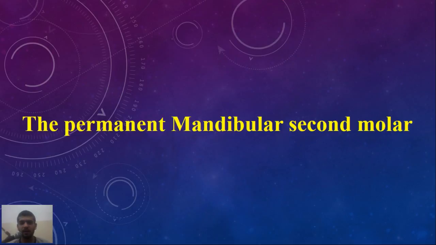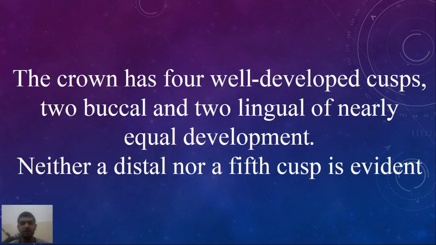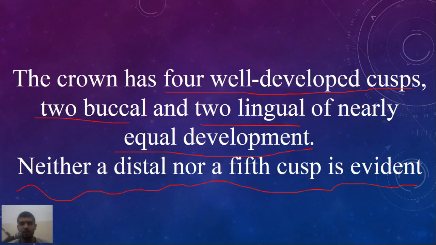Now for the permanent mandibular second molar. We will do a direct comparison with the mandibular first molar to understand the differences. The first difference, in the mandibular second molar, the crown has only 4 well-developed cusps, 2 buccal and 2 lingual, of nearly equal development. So neither a distal nor a fifth cusp is evident. The first difference is that only 4 cusps are present.